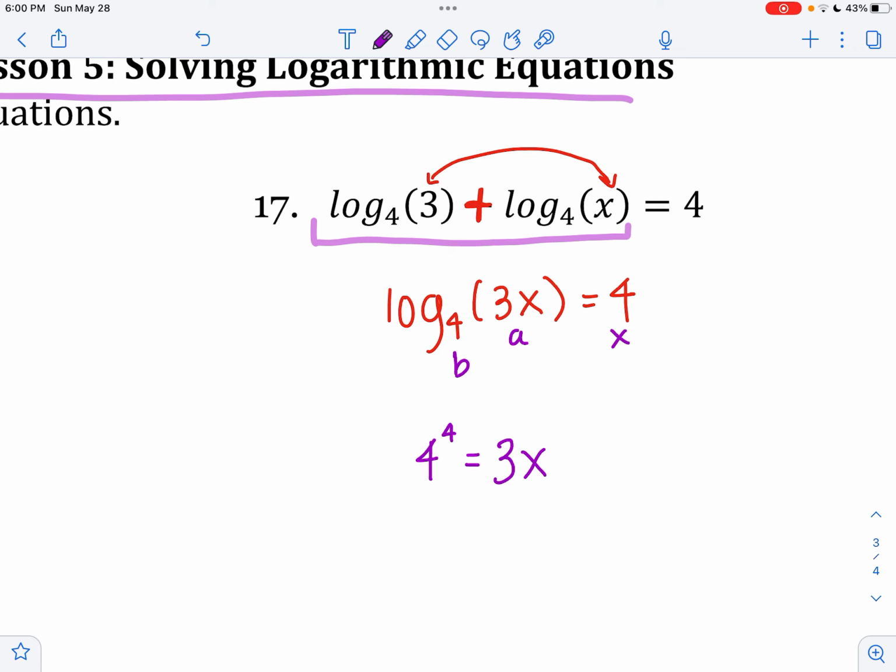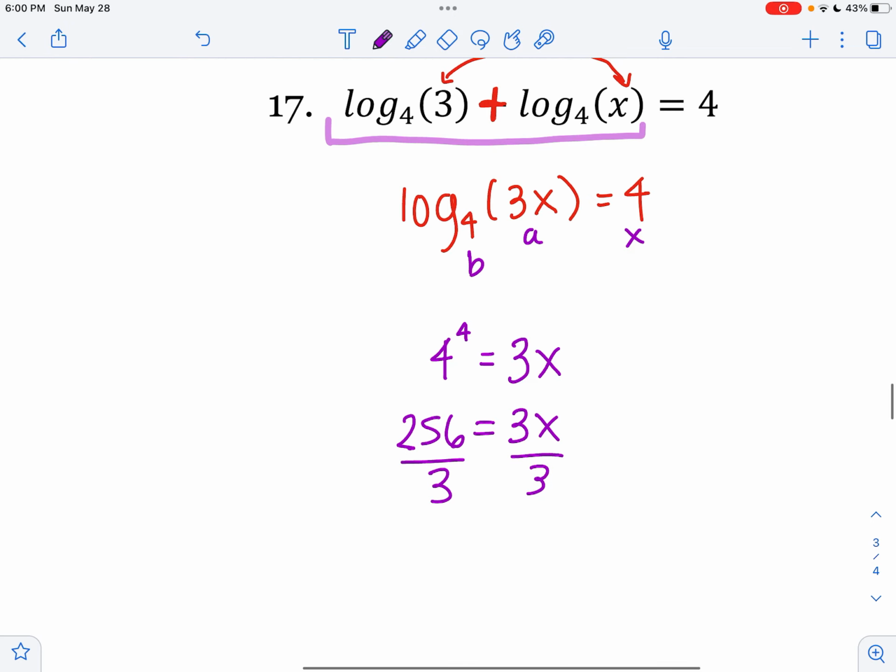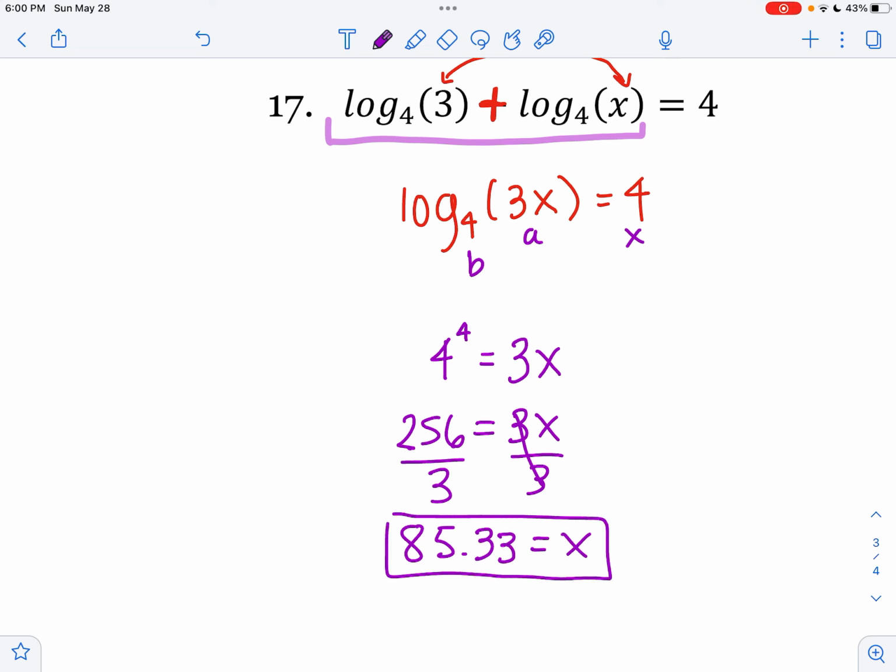4 to the 4th, I think, is 256. Let me check on my calculator. Yes, 4 times 4 times 4 times 4 is 256. It's not 16, be careful. Then we're going to divide both sides by 3. And that equals 85.33333. So I'm just going to say 85.33 equals x. That's your answer.